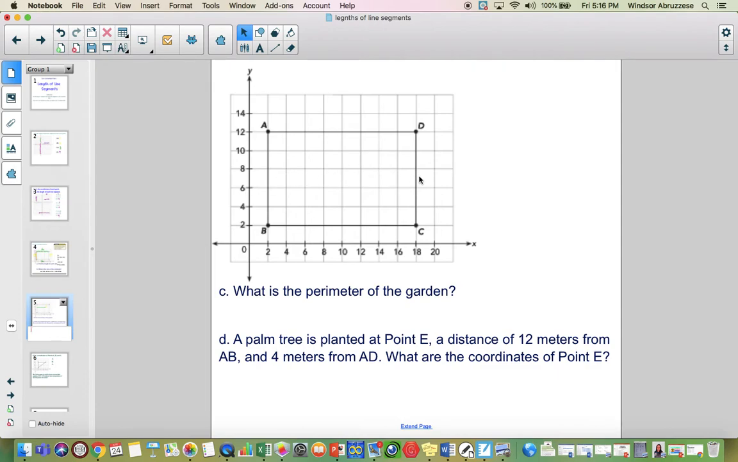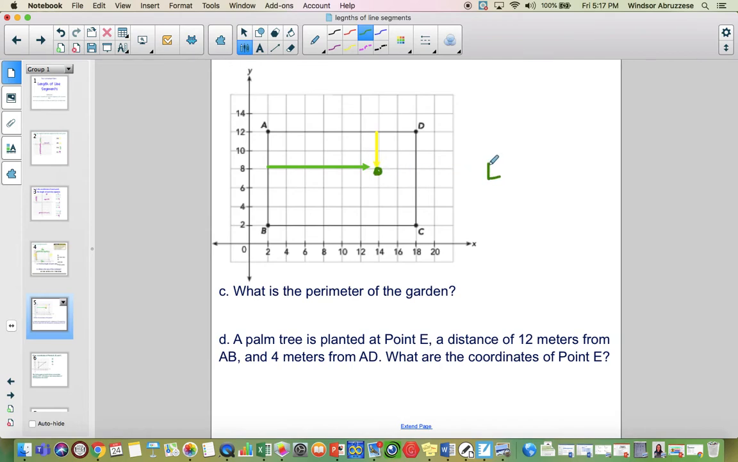Should I count 12 boxes? No, remember it goes by 2. So if I count 2 by 2s to get to 12: 2, 4, 6, 8, 10, 12. So it's going to be somewhere over here. And it needs to be 4 meters away from AD. So AD is up top. I need to be 4 meters away from it. So 1, 2. So my answer is going to be somewhere around here. Now, if I have to be 4 meters down from AD and 12 meters from AB, that means that point E has to be right here.